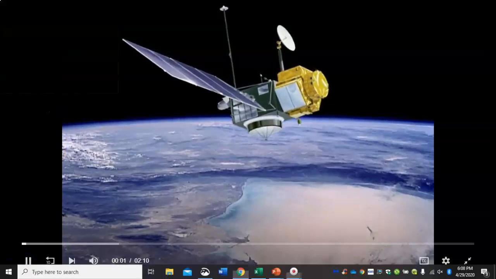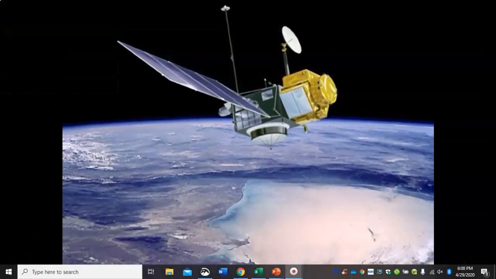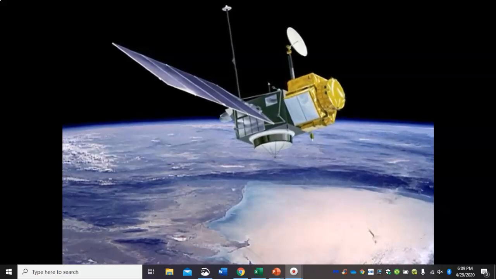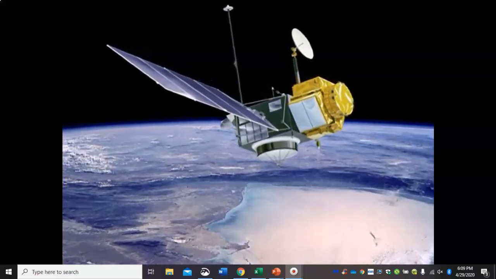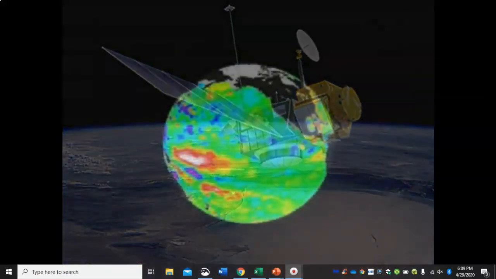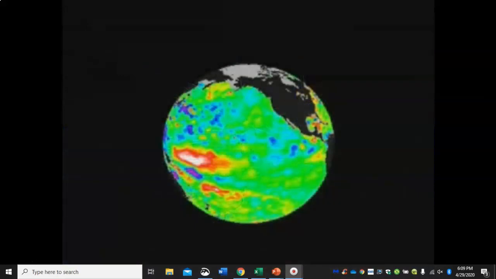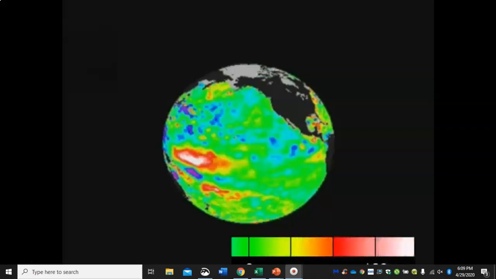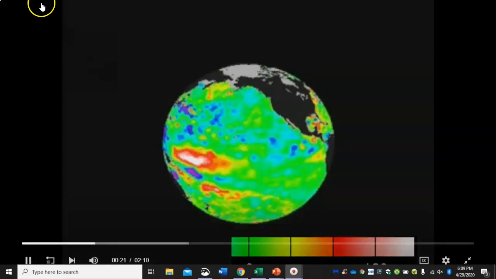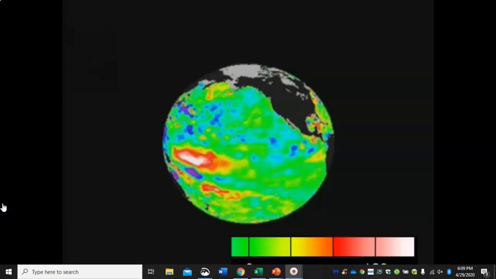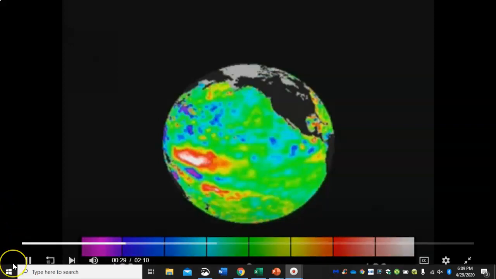A satellite observing the Pacific zone measures the height of the ocean to monitor the El Nino phenomenon. On the satellite image, the color green corresponds to normal sea level. In the zones shown in red and white, sea level is higher than normal, which means that the water is warmer. The zones shown in blue and purple, on the other hand, correspond to sea level below normal, thus to water that is cooler than normal.